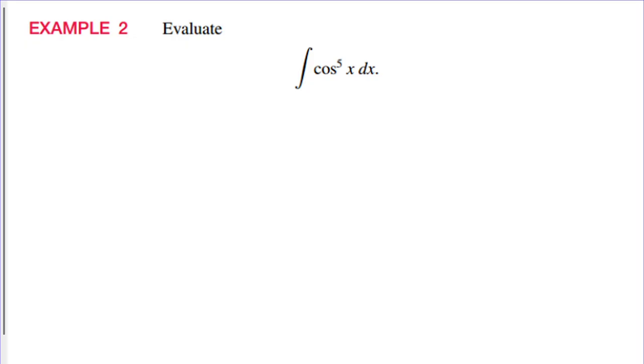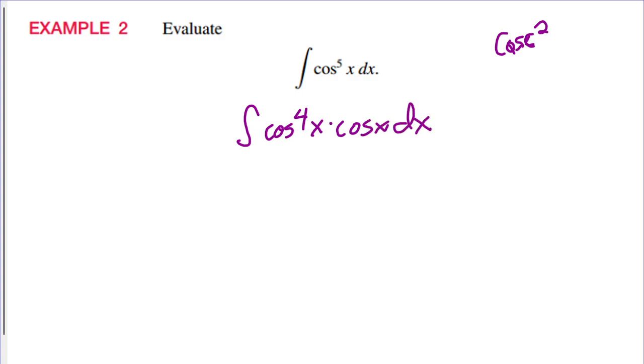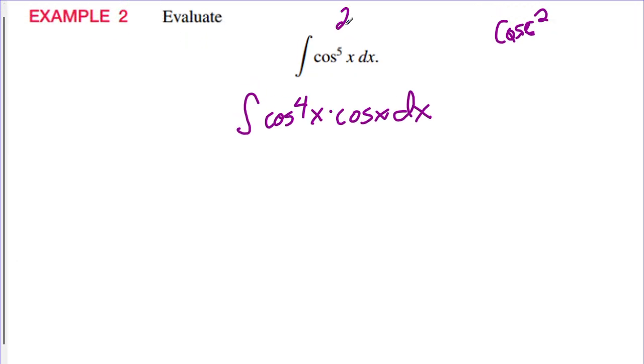Here we have a cosine to the fifth of x. So again, this will be a case 2. So we're going to pop out a cosine to get the integral of cosine to the fourth of x times cosine of x dx. But for our property to work, we want this to be in the form of 2k plus 1. So we're going to make our cosine to the fourth x be a cosine squared of x quantity squared times cosine of x dx.